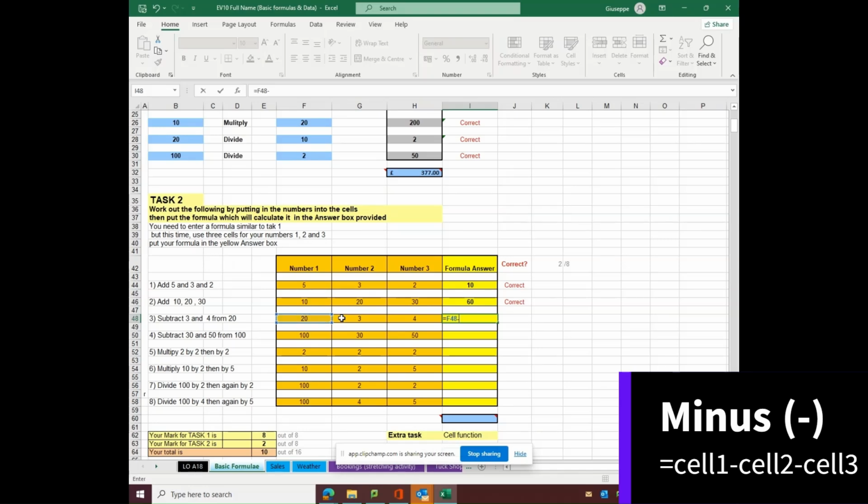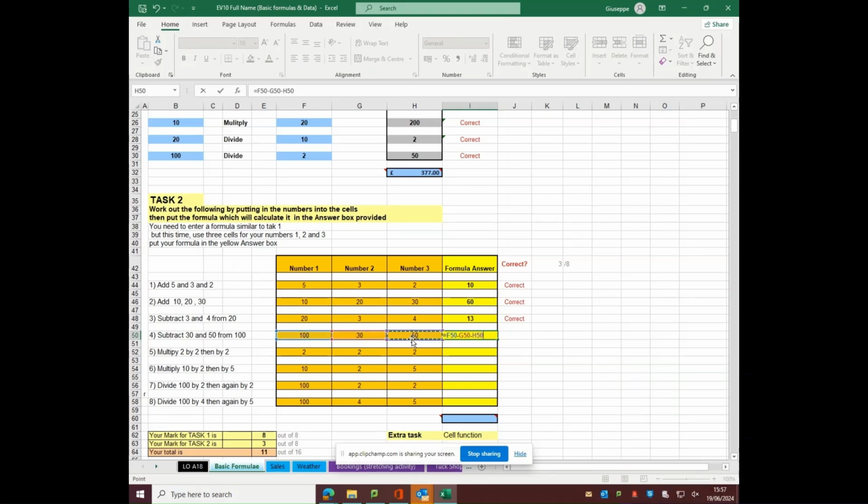Equal, first cell, minus second cell, minus third cell, enter. Again, equal, first cell, minus second cell, minus third cell, enter.